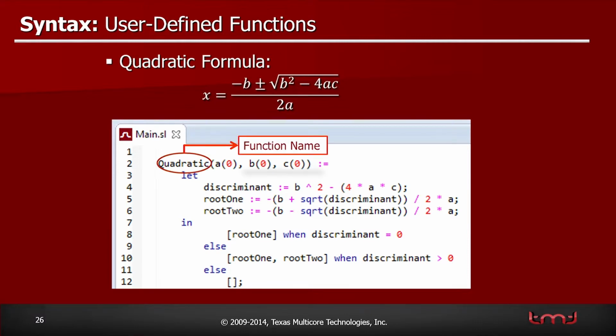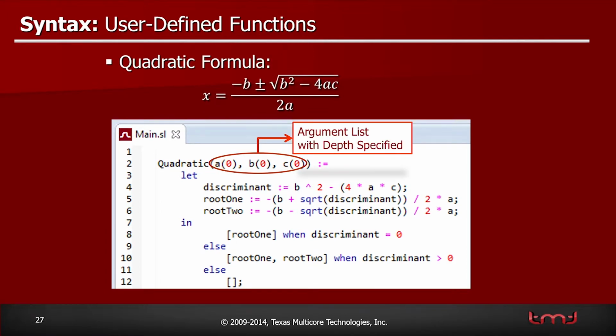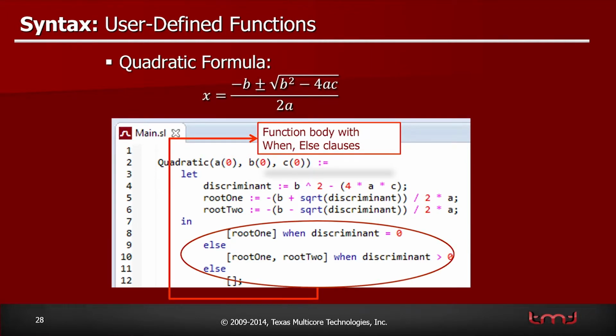To get started, we see the function name quadratic and the argument list with the depth specified. This function takes 3 arguments, all of which are scalars, of depth 0. Next, we'll look at the body of the function. The English reading of this function is, the real roots of the quadratic equation, defined by a, b, and c, are root 1 when the discriminant is 0, root 1 and root 2 when the discriminant is greater than 0, and there are no real roots otherwise.